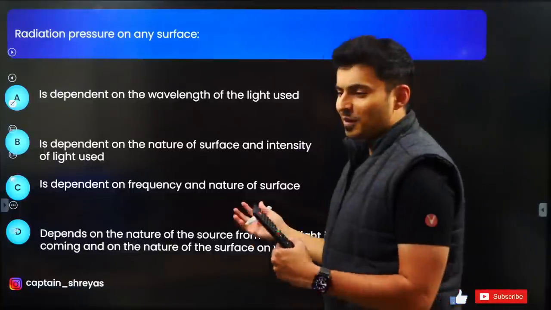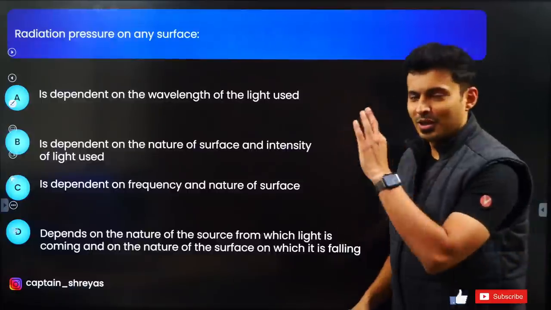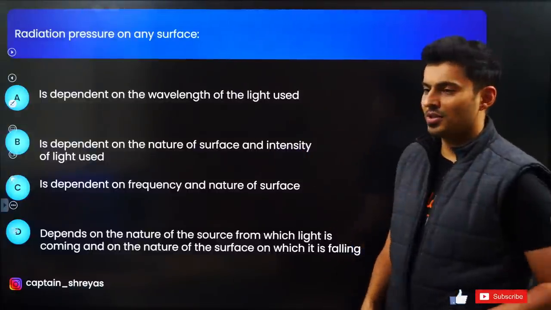Radiation pressure on any surface depends on. Let's see how many of you are able to answer this question. Come on, quickly spam in the chat box.